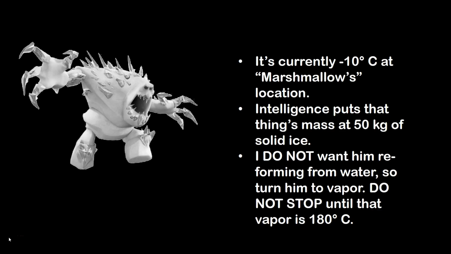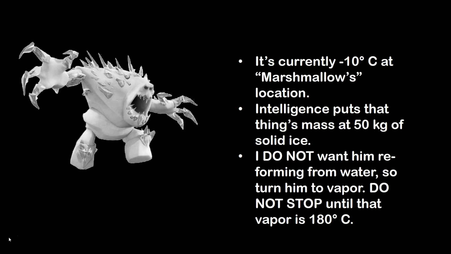Okay, let's get busy solving this problem. This is the marshmallow problem. We've got to get this guy taken from his mean, scary ice state to superheated steam, hopefully with one shot of the gun. So what do we have? It's currently minus 10 degrees Celsius. That's our starting temperature. The intelligence puts that thing's mass at 50 kilograms of solid ice.